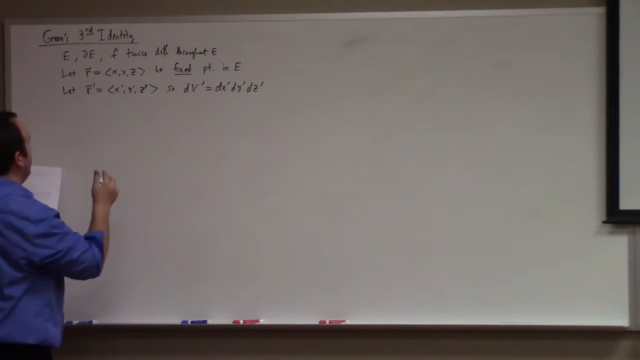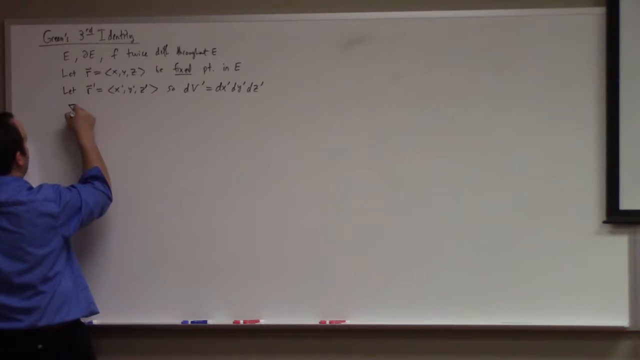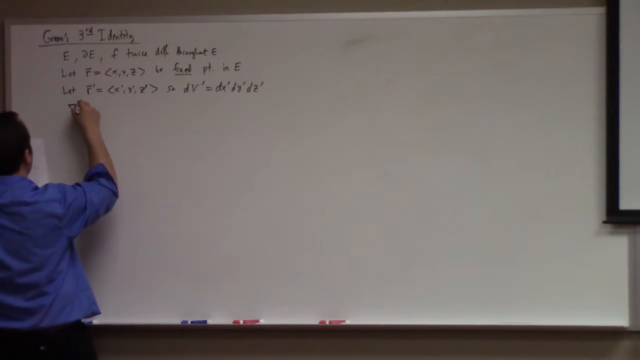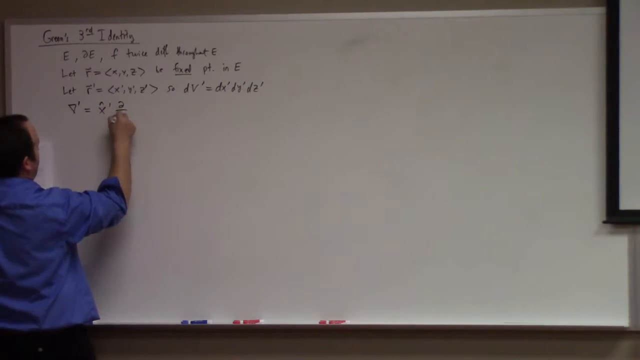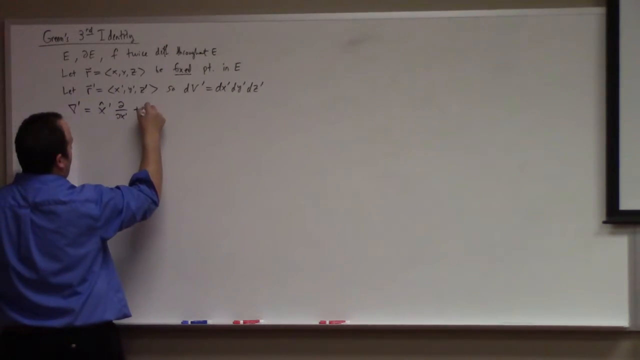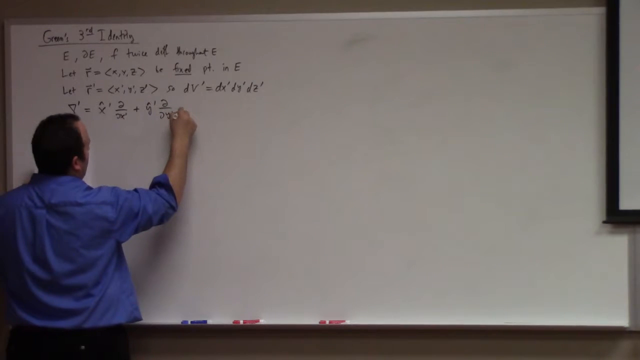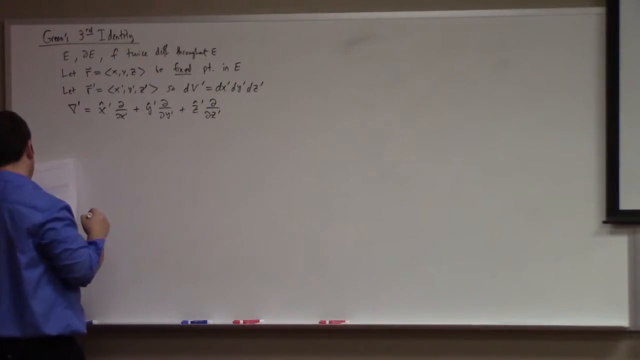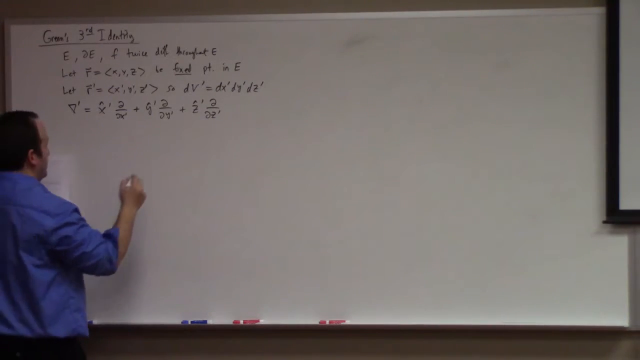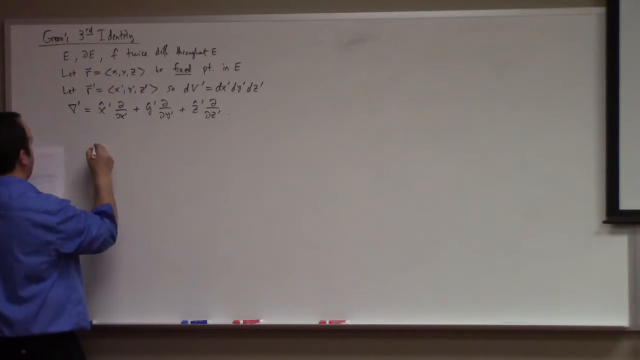And the gradient, like we are also differentiating with respect to the prime variables. So nabla prime would have the meaning x hat prime, partial x prime, plus y hat prime, partial y prime, plus z hat prime, partial z prime. All right. With this notation in mind, we have the following.